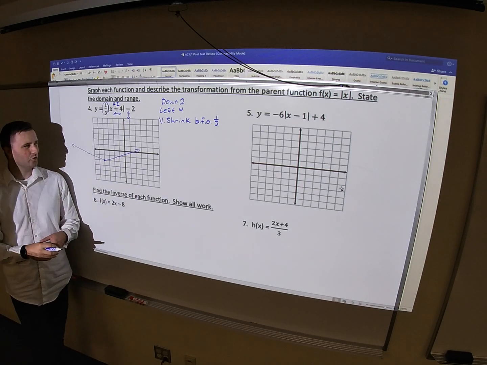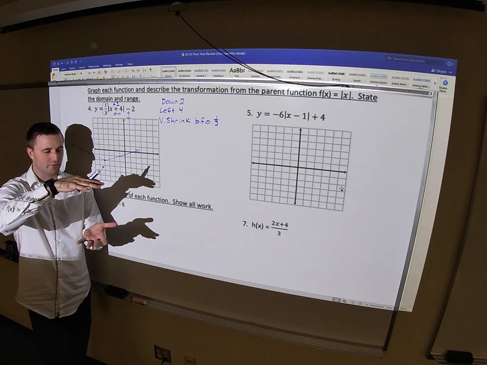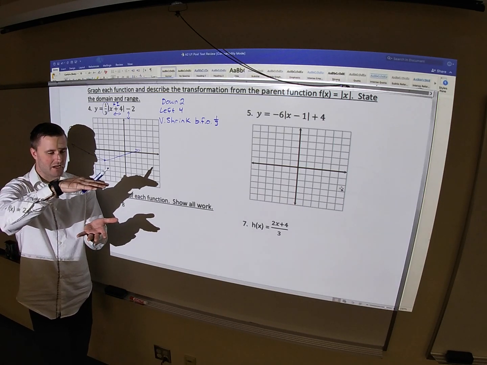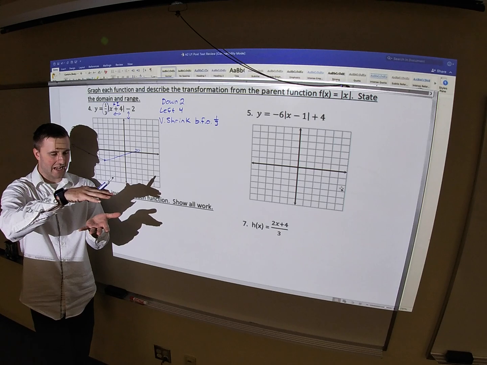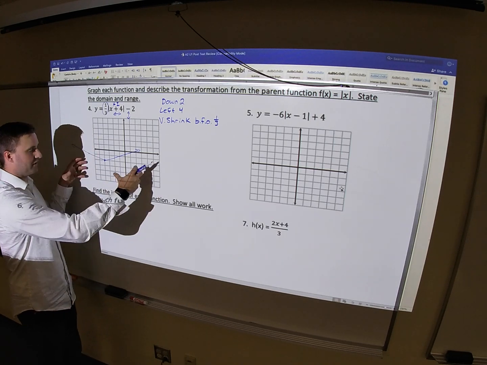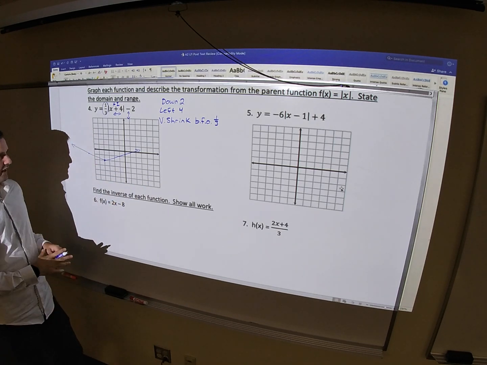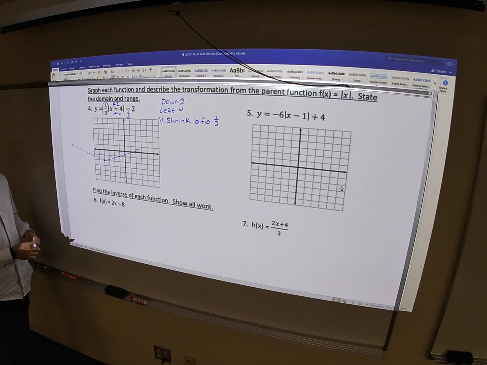So remember, a vertical shrink, it's like taking a big lump of Play-Doh and pressing down from top and bottom and shrinking it. Well, what's going to happen to that Play-Doh? It's going to come out and become wider. So this is correct. So vertical shrink by a factor of 1/3.